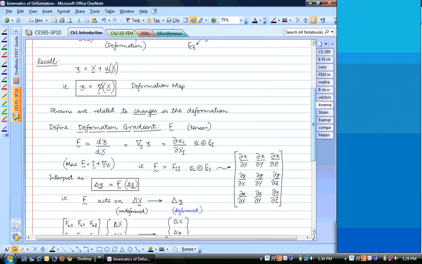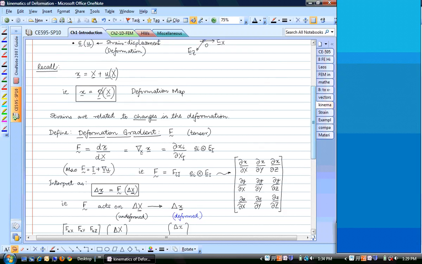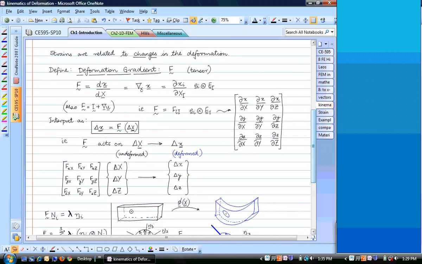So now this might be a lot of mathematical expression, but one good way to interpret the physical meaning of F is that it takes small infinitesimal vectors from the undeformed configuration, big delta X, to the deformed configuration. So these are small infinitesimal vectors from the undeformed configuration. If you deform it, F takes it to a deformed configuration. And if you express that relationship in terms of matrices, that relationship holds like this.